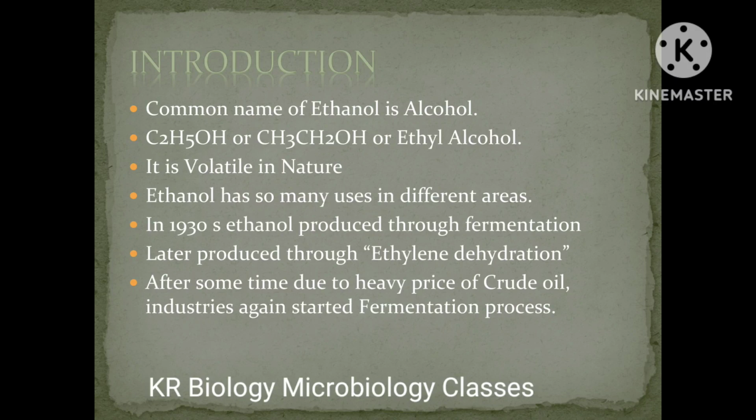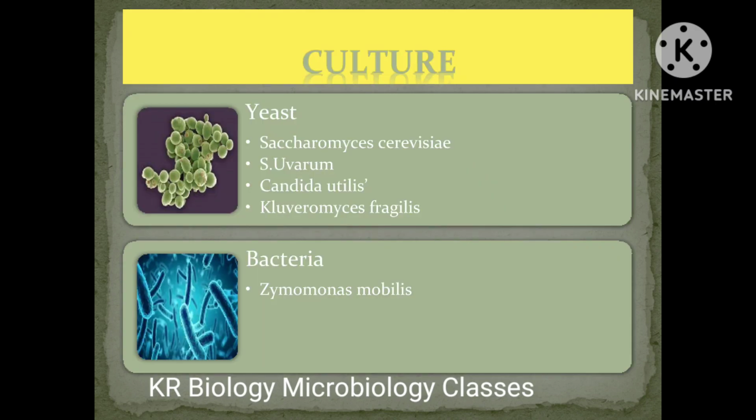Actually, in the very beginning, in the 1930s, people used to produce ethyl alcohol through the fermentation process, but later they started to produce it through the dehydration of ethylene. Later, getting this ethylene became very expensive, as crude oil prices increased, and crude oil is also a non-renewable resource. So that's why people again turned to produce ethanol through the process of fermentation.